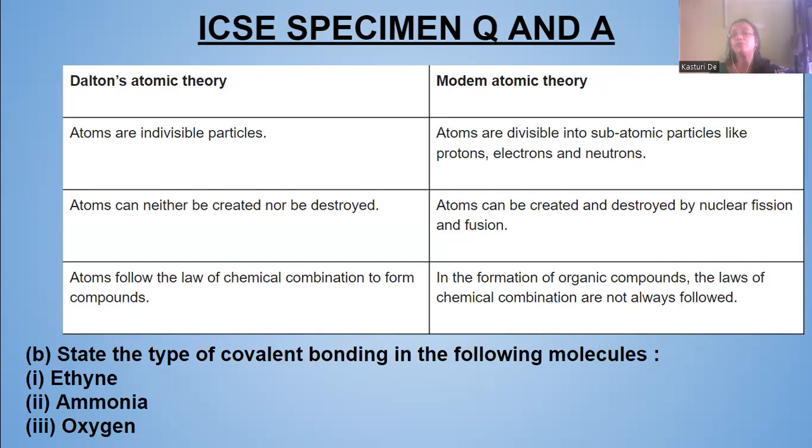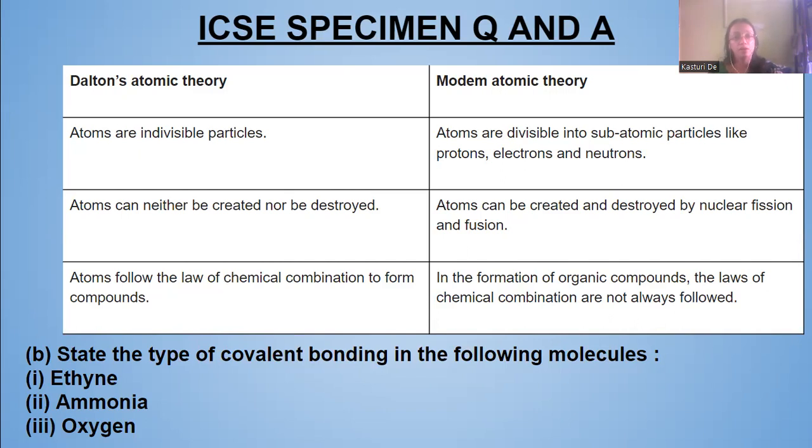Then we come to the difference between Dalton's atomic theory and modern atomic theory. According to Dalton's atomic theory, atoms are indivisible particles, whereas modern atomic theory states that atoms are divisible into subatomic particles like protons, electrons, and neutrons. Dalton's atomic theory also says that atoms can neither be created nor destroyed, but modern theory says that atoms can be created and destroyed by nuclear fission and fusion.